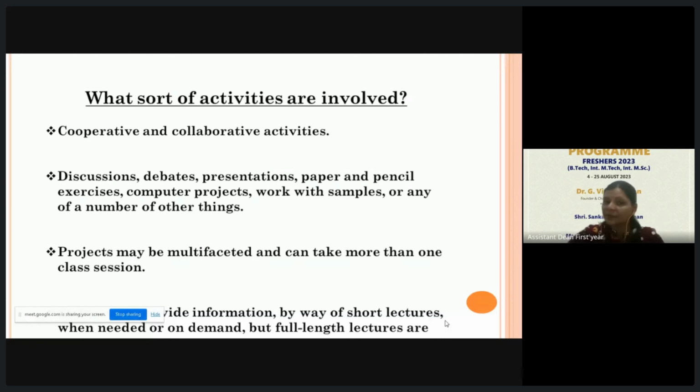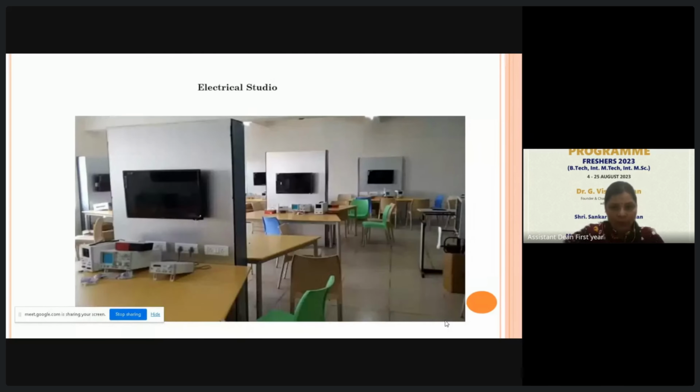As I said, the first 30 minutes is reserved for the lecture, and the other part of the lecture time can be devoted to some other activities. They can be demonstration, they can be discussions, debates, presentation, can be computer projects, anything. That depends upon the content of that particular syllabus. So full length lectures are generally avoided.